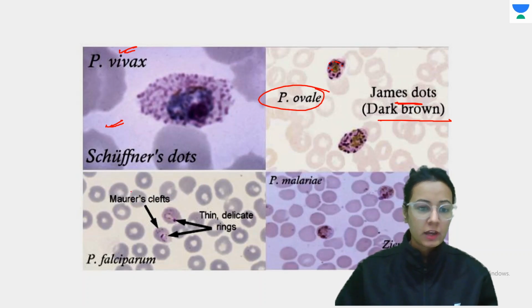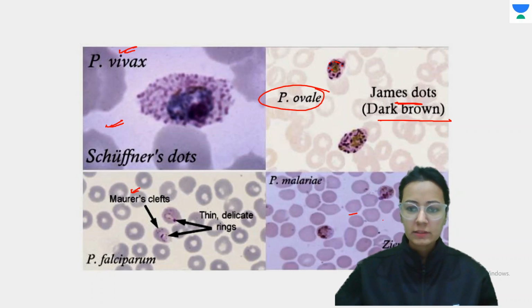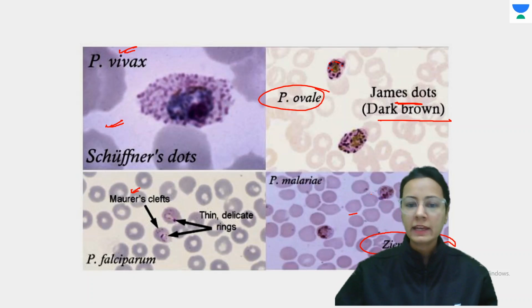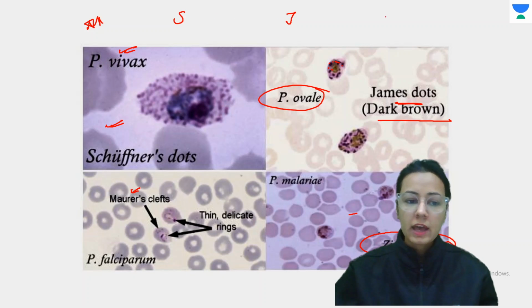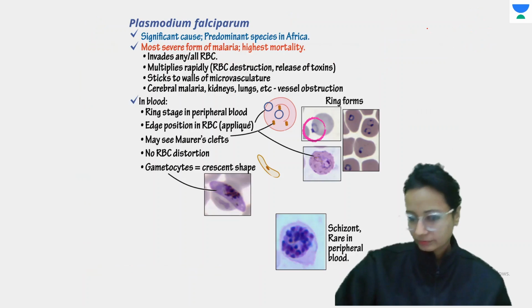Then we have the Maurer's clefts, or dots, that are found in falciparum, and in malariae the Ziemann's dots. These are light brown. So this is an important slide. We have Schüffner's dots, James dots, and Maurer's dots as well as Ziemann's dots that are found in malariae, and Maurer's dots in falciparum.